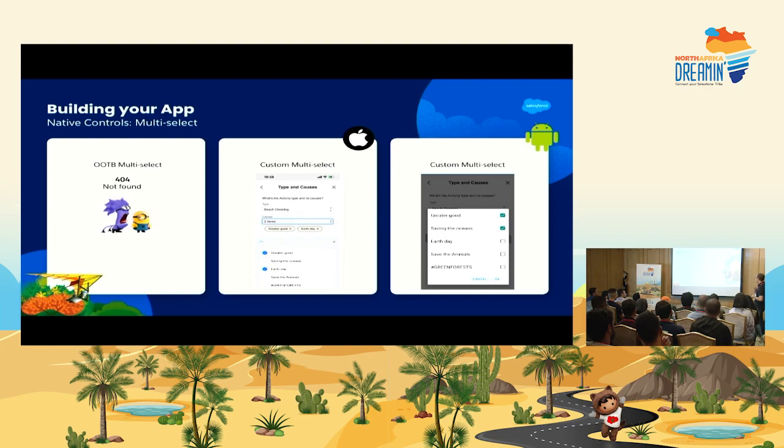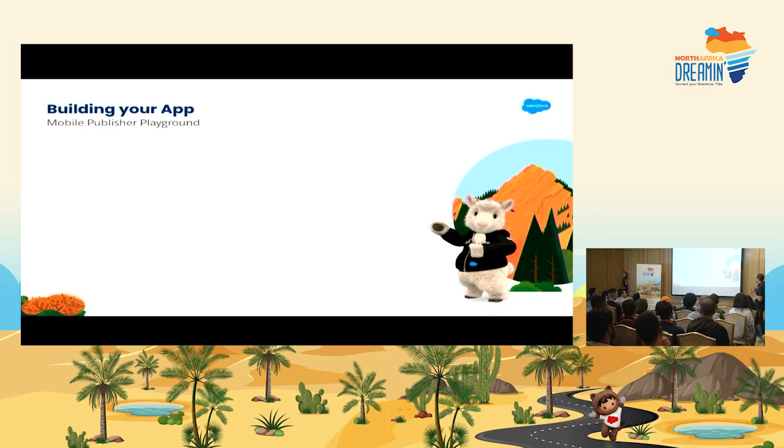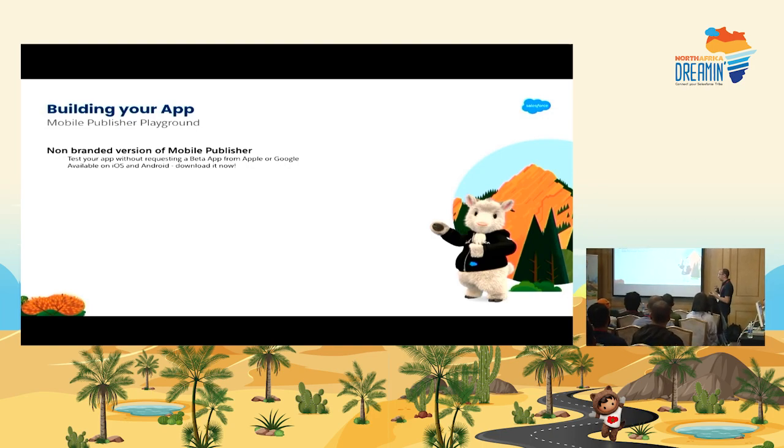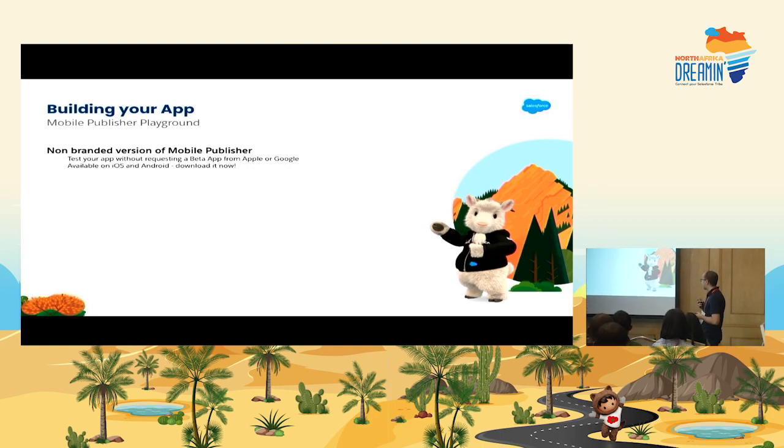Okay, moving on, and actually before we see the demo with Oumaima, we're going to see the demo in what we call the mobile publisher playground, because we don't have an app. We didn't publish an app in the Play Store and the App Store for the purpose of this presentation. So we're going to witness this from the playground, which we can define as a non-branded version of mobile publisher. In other words, this is something you can download even now. And then you can start testing your site to be rendered as an app directly.